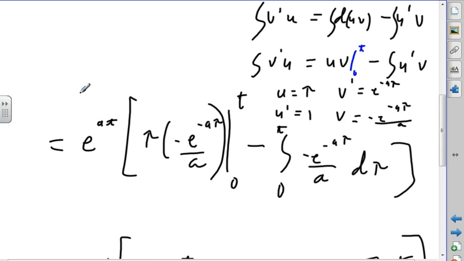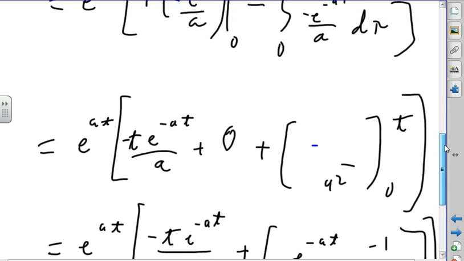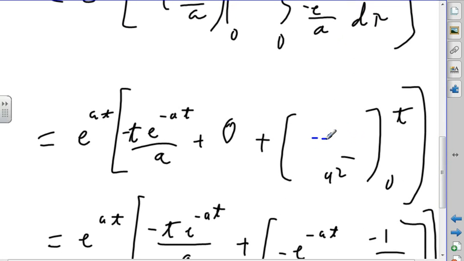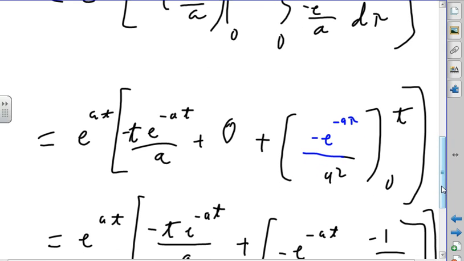All right, so that was... Scroll back down. How about changing colors as I go next time so it's more clearer? I wonder if I can remember what that was. Minus e to the minus a tau over a squared. Okay, is that better?